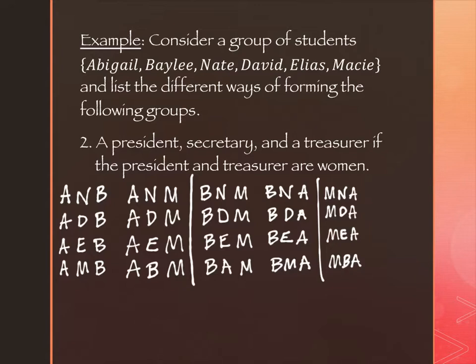But these would be all of my ways that I can have Macy and Abigail in the roles as president and treasurer. But I also have Macy and Bailey for president and treasurer. And what will go in between them for secretary? N, D, E, and A. More positions, more people. This is tedious.